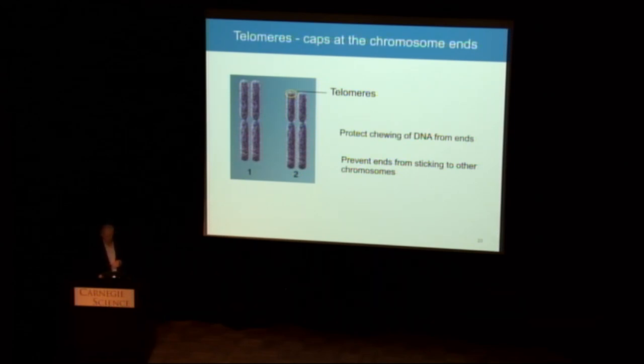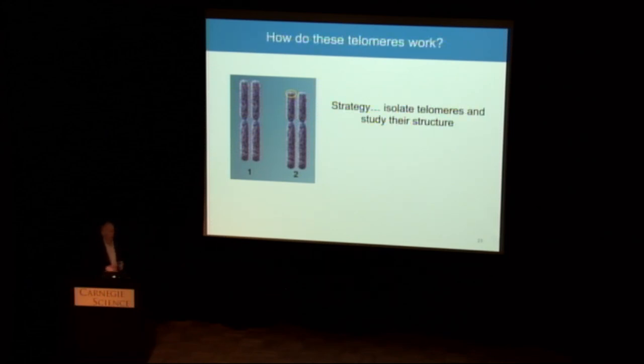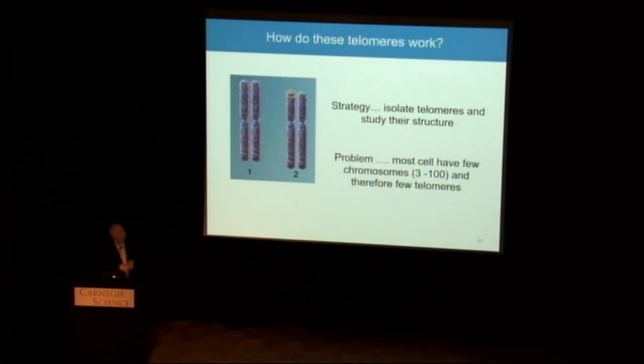So then the question is, you want to study these things. You want to understand how they do this at the molecular level. What are they doing? So you say, okay, I'm going to isolate them, and then I can study them. Well, there's a problem. The problem is that most cells have few chromosomes, somewhere between 3 and 100. So you multiply by 2, you don't get a lot of chromosomes out. You don't get a lot of telomeres out to study.